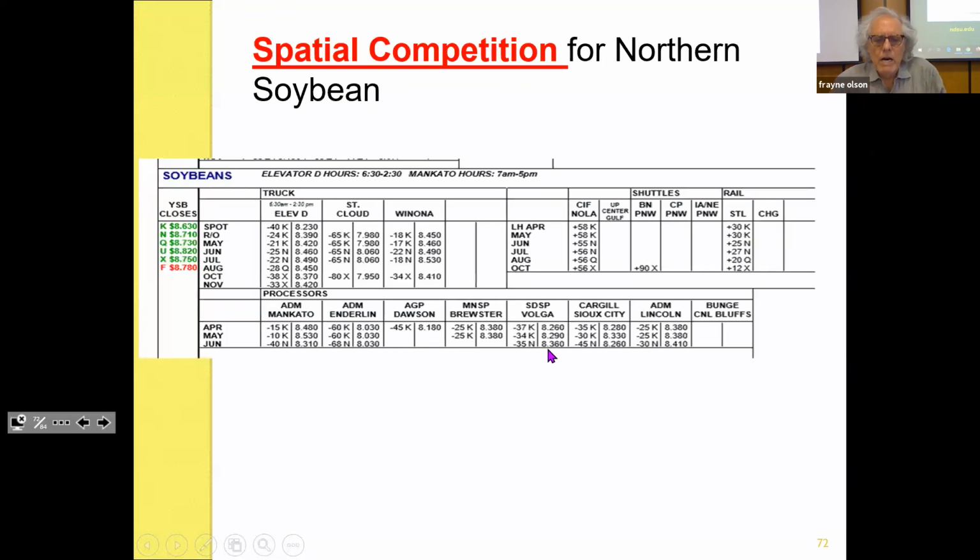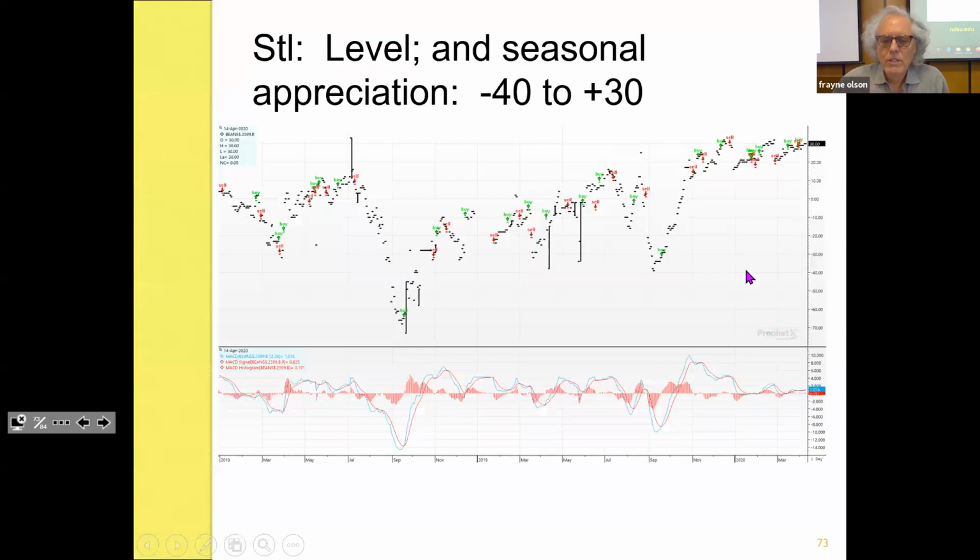What I want to talk about now is spatial competition for northern soybeans, and then I have a look at the current market year. So I discussed this slide earlier, and these are two magical numbers for me up here. This is the basis at the P&W and the basis at St. Louis, looking at new crop, because Frank told me you already sold old crop, so we don't have to worry about that too much.